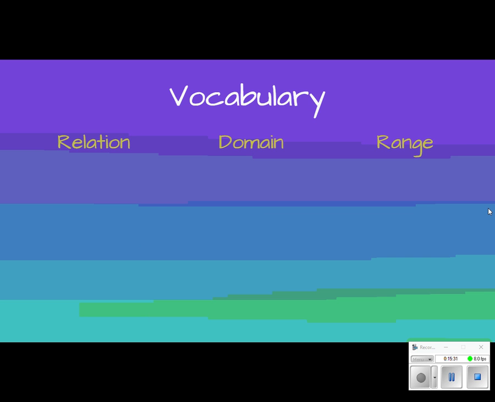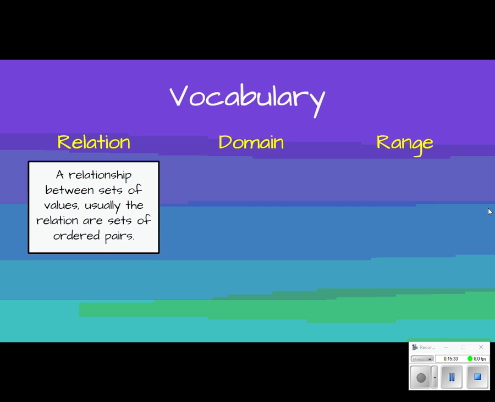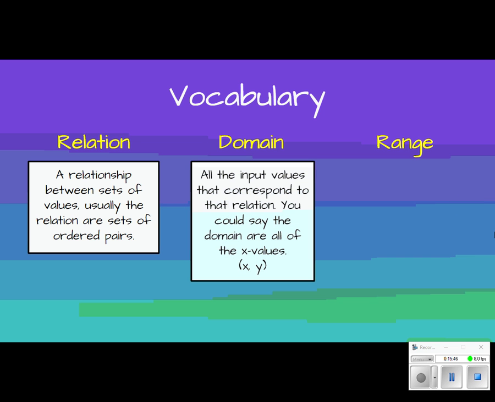So a relation is a relationship, you can kind of hear it in its name, of sets of values. Usually the relation is a set of ordered pairs, and we're going to look at different ways to show those ordered pairs. Domain, all the input values. You're going to hear me use input, domain, and x values. All of those mean the same thing. So if I say domain, I may also say input or x value in that same place.